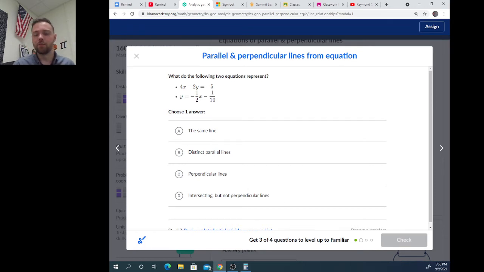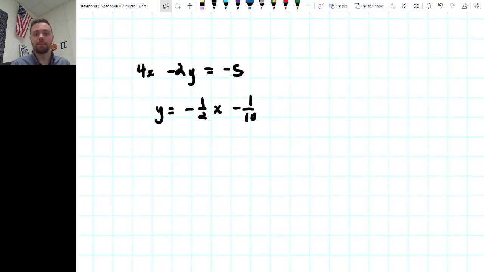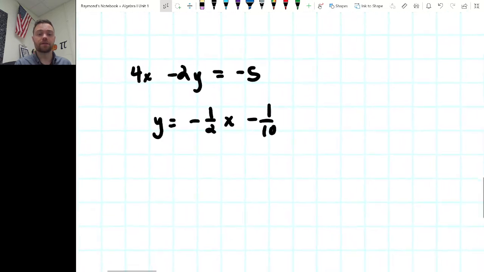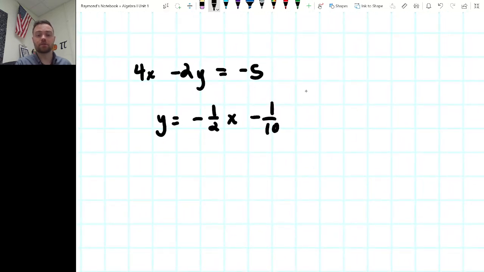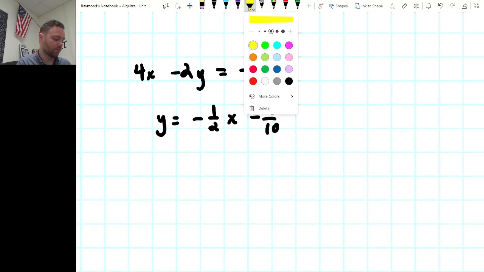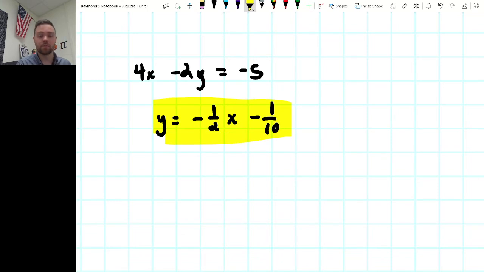And you can really tell by the slope, so I'm going to go over this. Hopefully you've had a little bit of a chance to talk about it. The only way that these are going to be perpendicular or parallel to each other is if they have the same slope or an opposite reciprocal slope. So I've already got this one solved for y in point slope form.